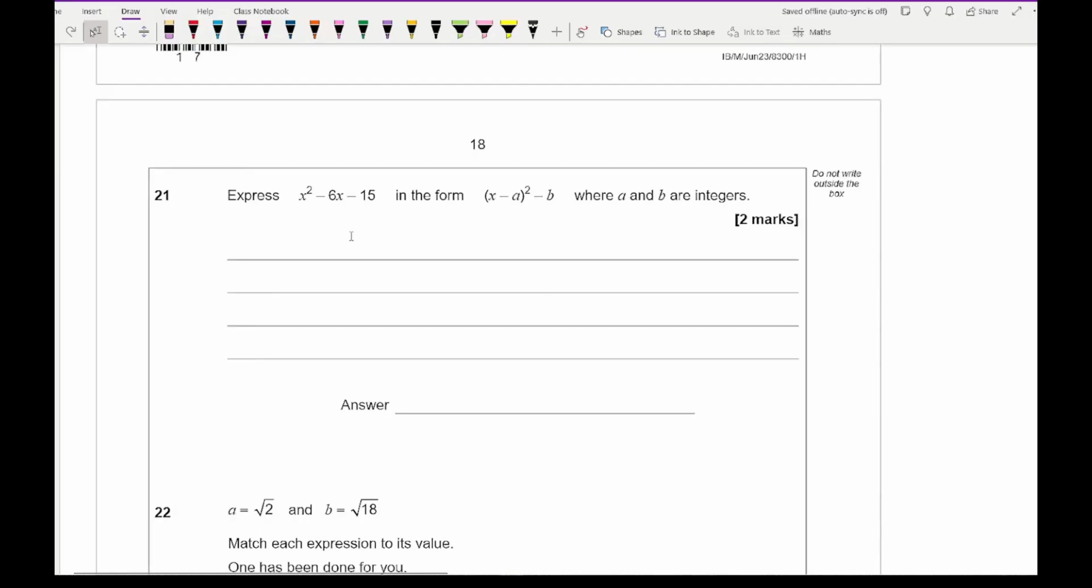Moving on to question 21, it says express x squared minus 6x minus 15 in the form of this, and this is completing the square. Now again, you may have a different method to mine, but here I divide the coefficient of x by 2, which gives me 3, write the constant and take away whatever digit is inside the bracket squared, which is 9. And then it's just a case of simplifying the constants, so the outside bit is x minus 3 squared minus 24.